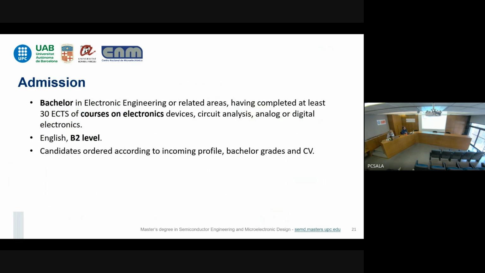About admission, you need a bachelor's degree in electronic engineering or related areas. The idea is that you have completed at least 30 credits of courses on electronics, devices, circuit analysis, and digital electronics. You're also required to have a B2 level of English. Then you have a deadline to apply for this master. Then the academic commission collects all the applications and orders them according to the incoming profile, the bachelor grades and CV.